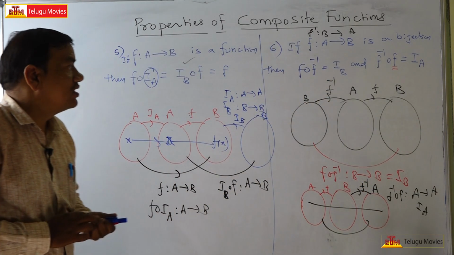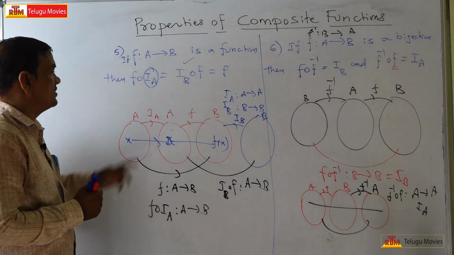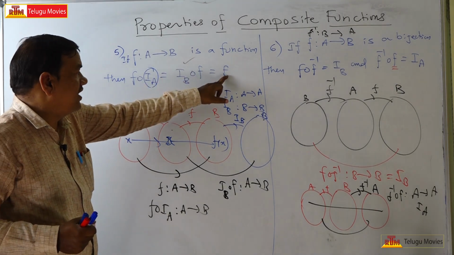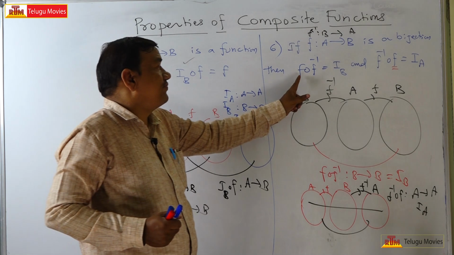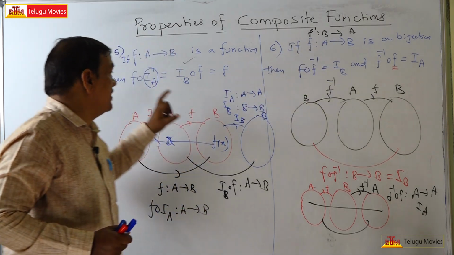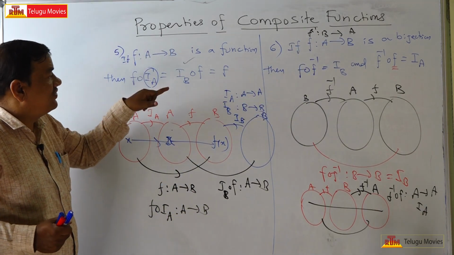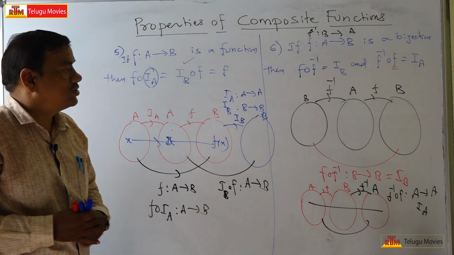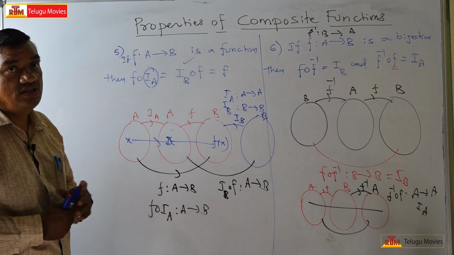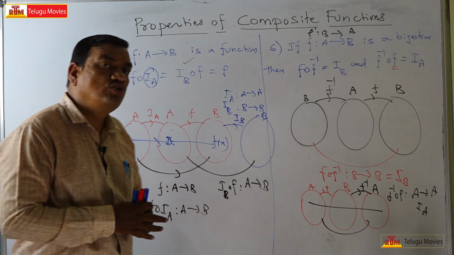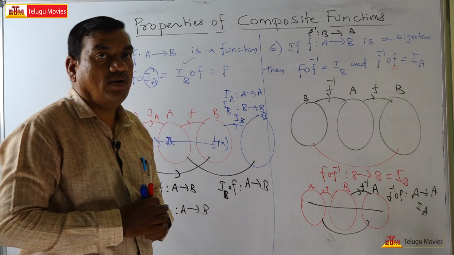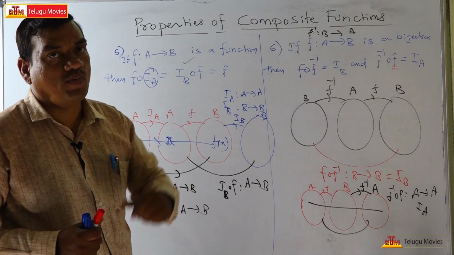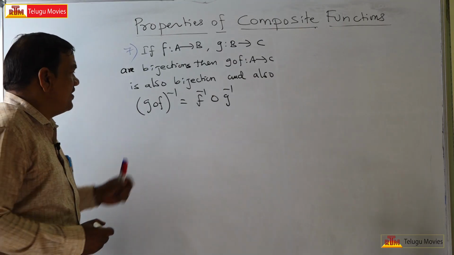So these are some of the important properties: f circle I_A is equal to f, whereas f circle f inverse is equal to I_B, and f inverse circle f is equal to I_A. These are also important properties, and they will be useful while solving problems. Now let us see some more properties, very important properties.